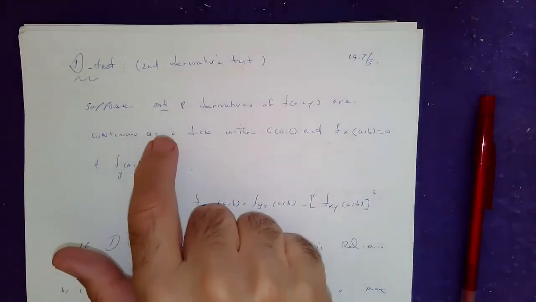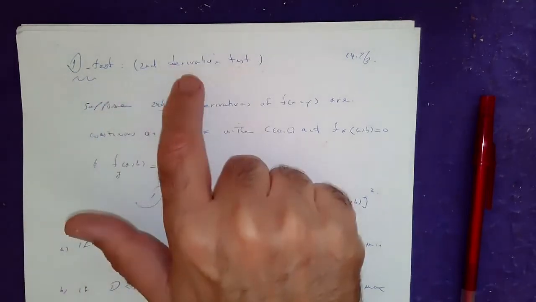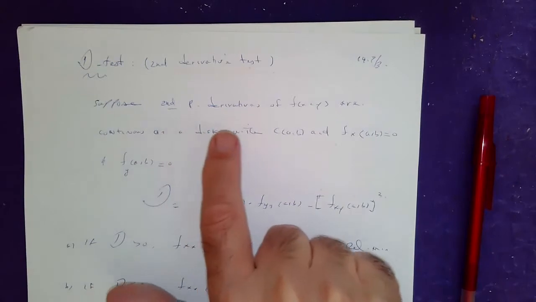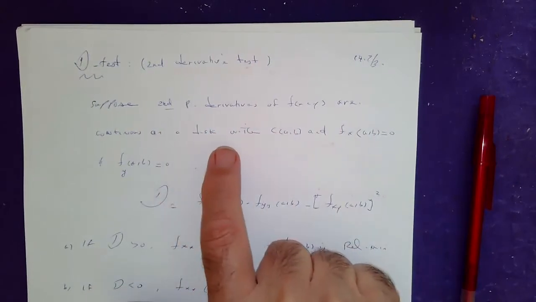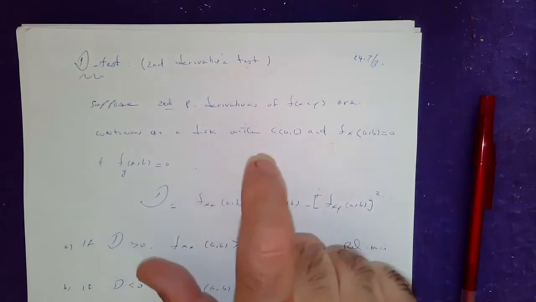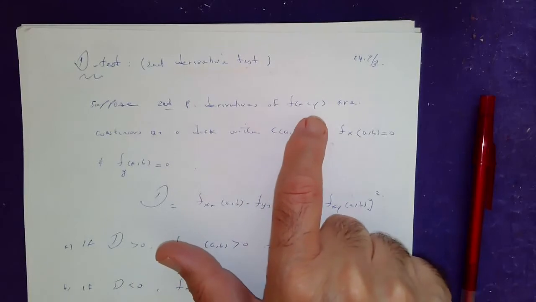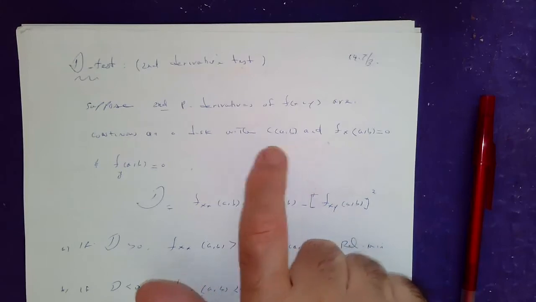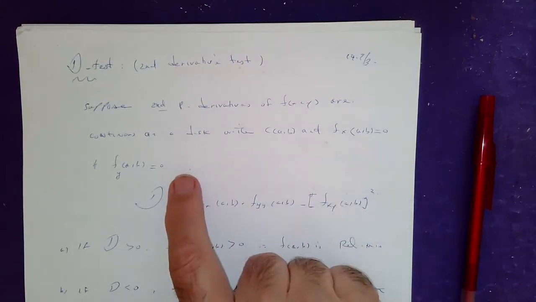We have an almost similar test to that second derivative test. It's called the D-test or second derivative test, and it goes something like this. Suppose the second partial derivatives of f of x, y are continuous on a disk. You can no longer have an interval, so you have to have a disk now because you're dealing with ordered pairs, with the center at (a, b) and the partials being equal to 0 at that point.